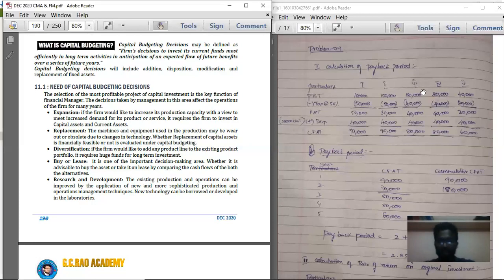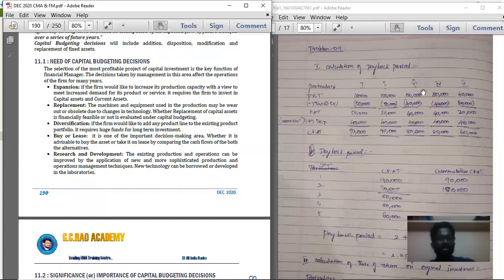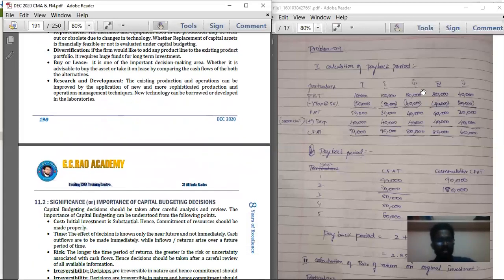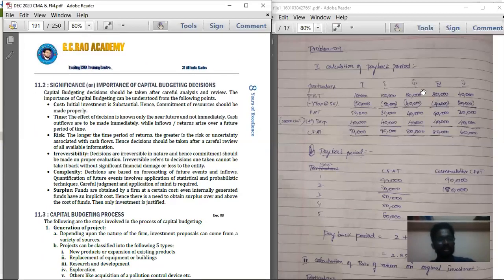Next is research and development. Suppose you are incurring some expenses in research and development, how much is incurred, and whether it is helpful for future endeavors. You can use capital budgeting to evaluate it. So next, what are the significance and importance of these budgeting decisions? Basically cost. Why are we doing capital budgeting? Simply, how much cost is involved, whether to reduce it. Only for reducing the cost and getting the maximum benefit, you are doing this capital budgeting. Next is time.